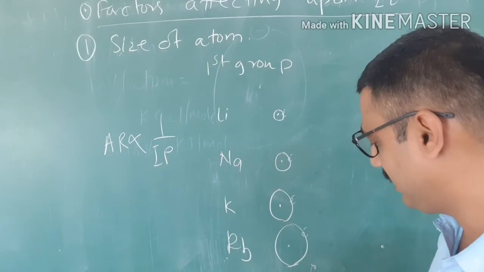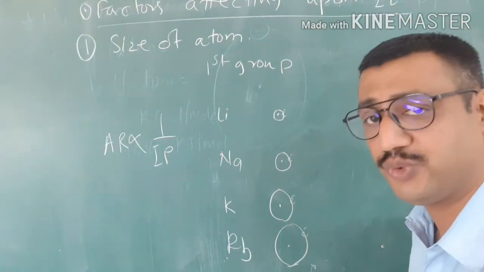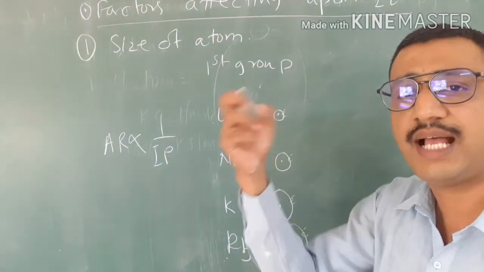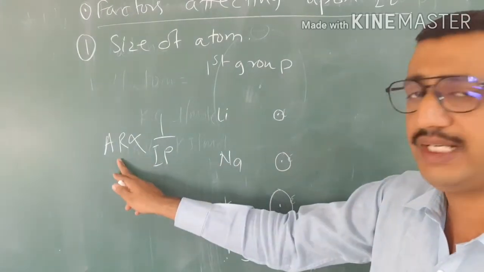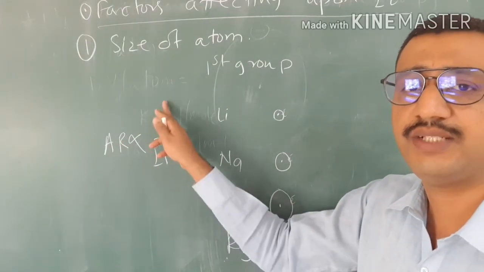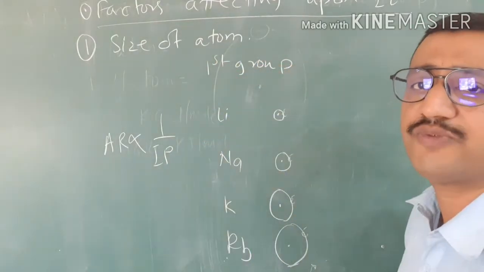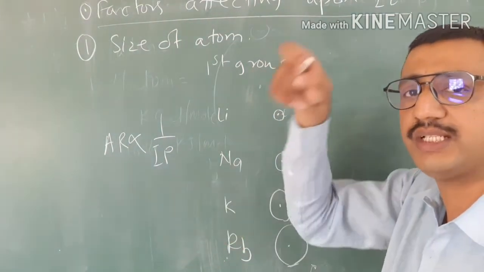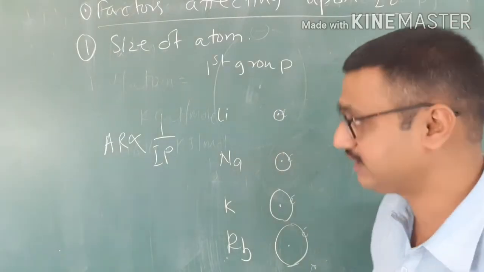Now here this electron we can remove easily, because the electrons are pulled towards the nucleus, but the nucleus to electron distance is more. That's why the last electron can easily be pulled out. So the conclusion is that atomic radius, that is atomic size, is inversely proportional to the ionization potential. Ionization potential decreases from top to bottom. Smaller the size, greater amount of energy is required to pull out electrons. Smaller the size, more is the ionization potential.